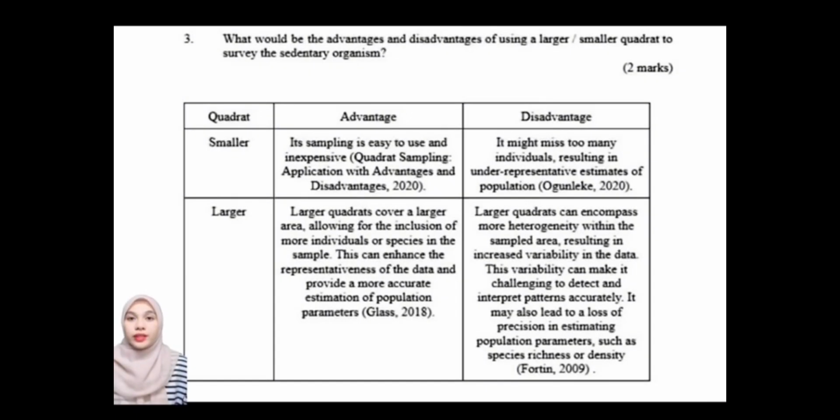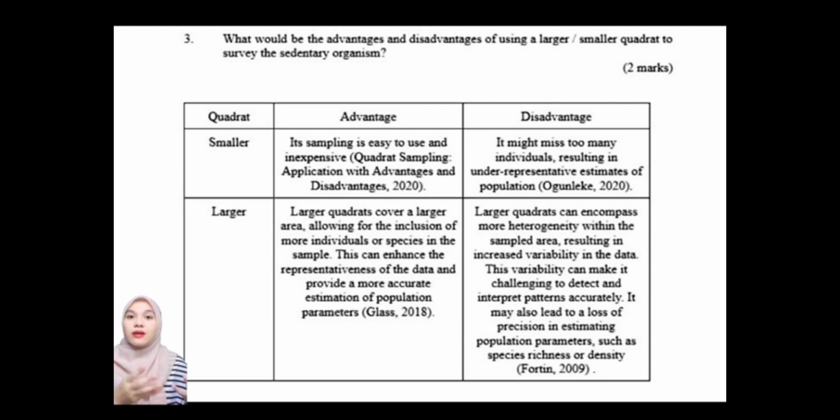Moreover, question 3 asks what would be the advantages and disadvantages of using larger or smaller quadrats to survey sedentary organisms. For smaller quadrats, the advantage is that the sampling is easy to use and inexpensive. It refers to the quadrat sampling application with advantages and disadvantages in 2020.